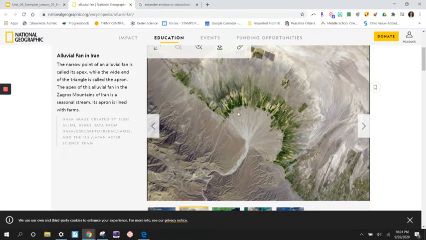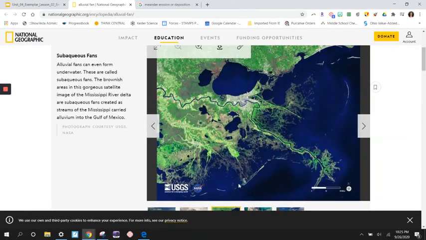This is in the mountains of Iraq. This is a seasonal alluvial fan or a seasonal stream. So during the rainy season, this runs with water, but then during the dry season, everything dries up. That's why it's an alluvial fan. So you can see here how there's a lot of agriculture based upon this area. Some alluvial fans can form underwater, and we call those the river deltas that we discussed earlier.